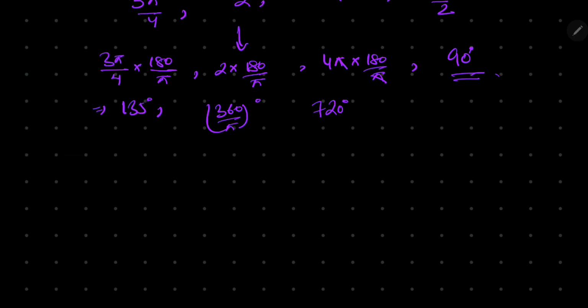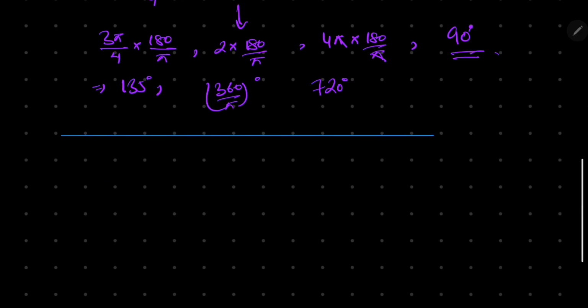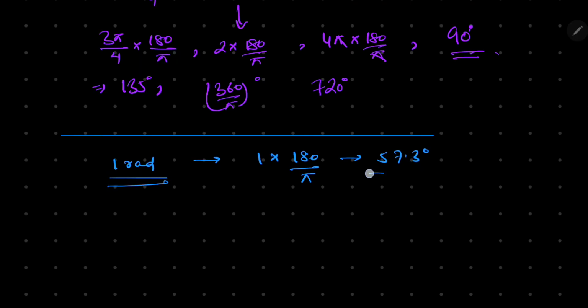Now, one more thing we can discuss is which one is the greater unit, degree or radian. When you convert one radian into degrees, you have to multiply 1 with 180 by pi, which comes to almost 57.3 degree. So radian is a bigger unit because 1 radian equals 57.3 degree. You may remember that radian is a bigger unit.